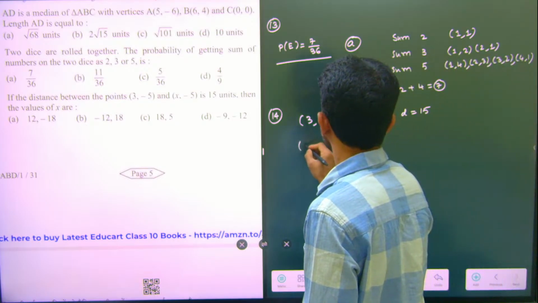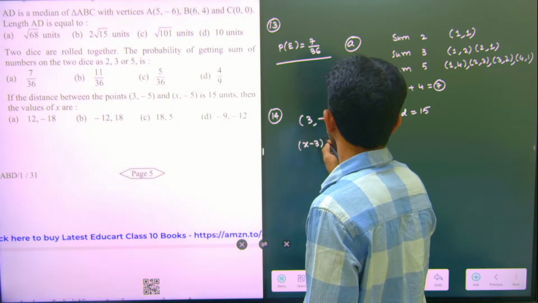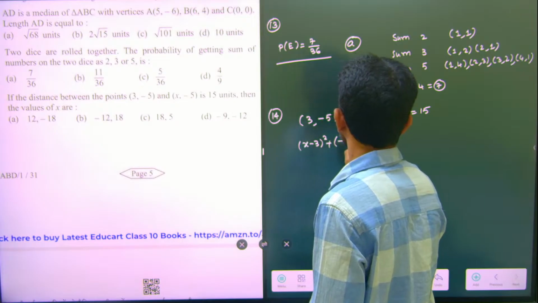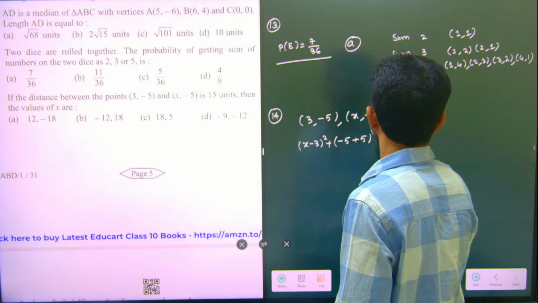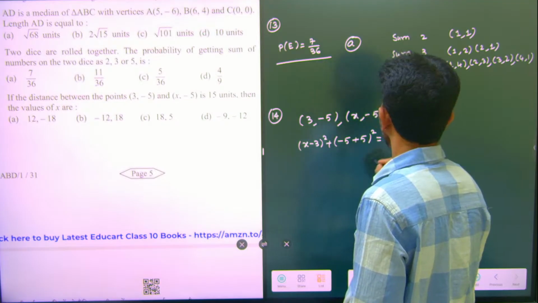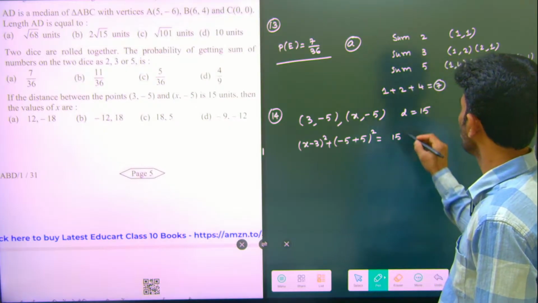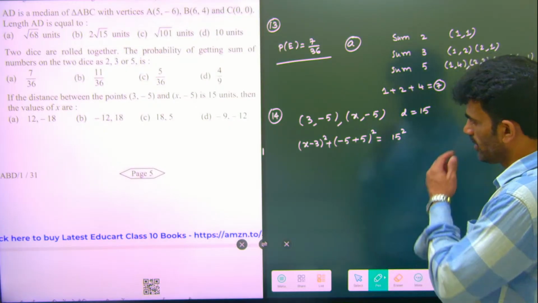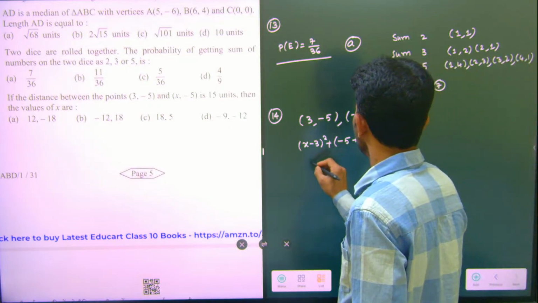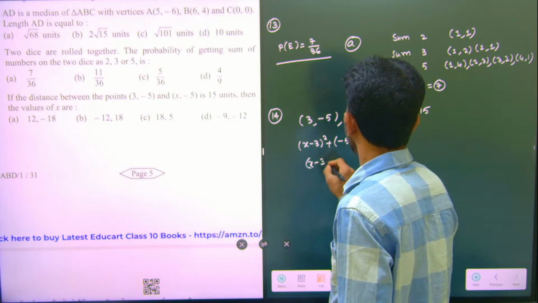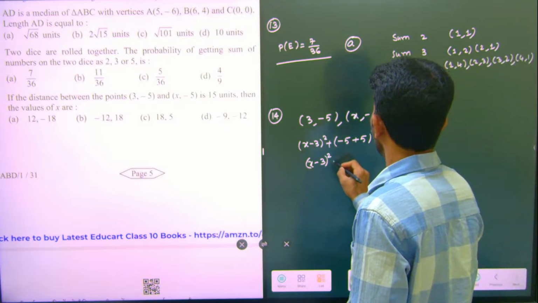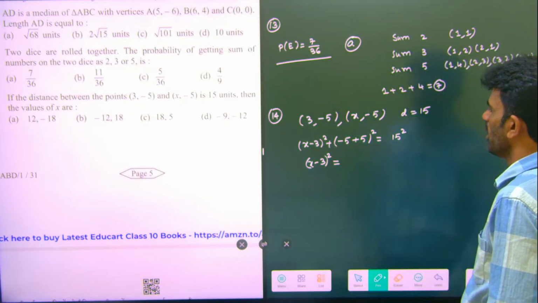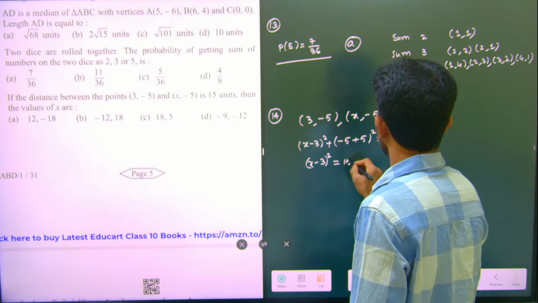Distance formula is what? x2 minus x1, so x minus 3 whole square, plus minus 5 minus of minus 5, that is plus 5 whole square, is equal to 15. But because we are not writing the root, it will become 15 square. So now x minus 3 whole square, this will become 0, so no need to write that because that is 0. x minus 3 whole square is equal to 15 square.